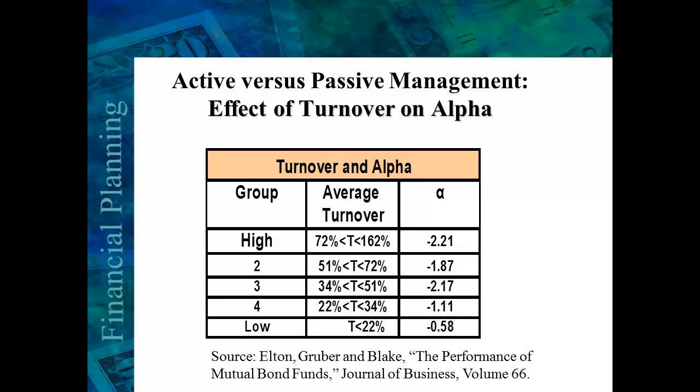Similar to the last slide, the data on this table again supports passive portfolio management. Higher turnover rates seem to be associated with lower alphas. You could infer from this data that active market timing strategies do not help investor return. Higher portfolio turnover strategies do not outperform the classic buy and hold strategy. The data on this slide is again from the Elton, Gruber, and Blake 1993 study.